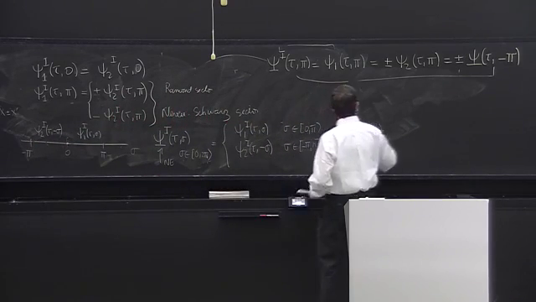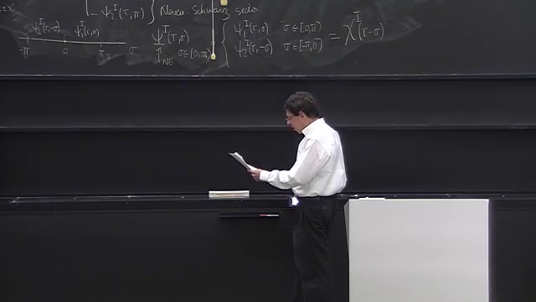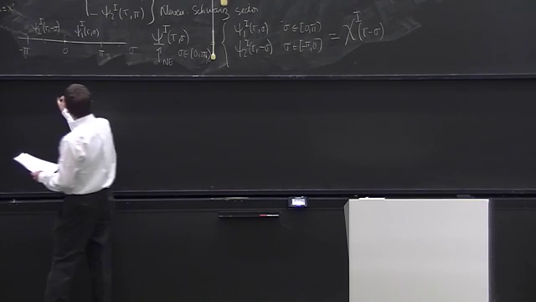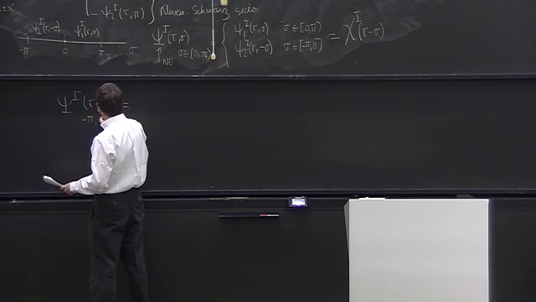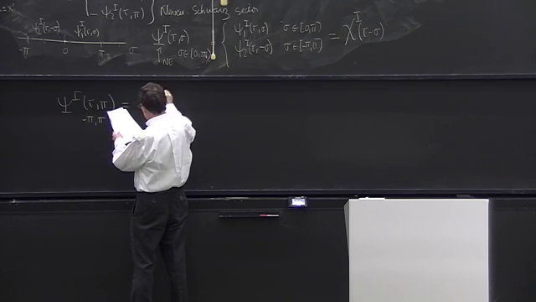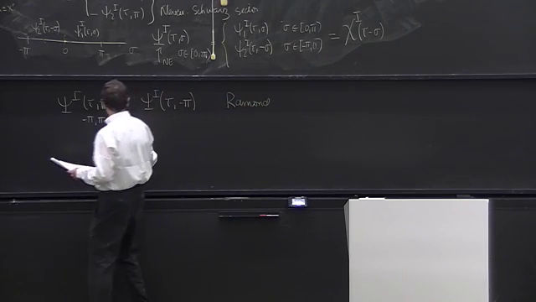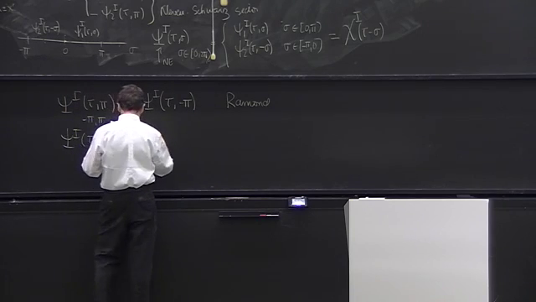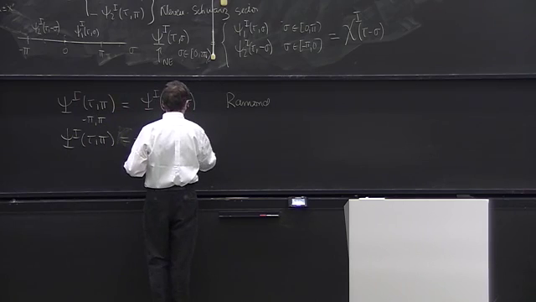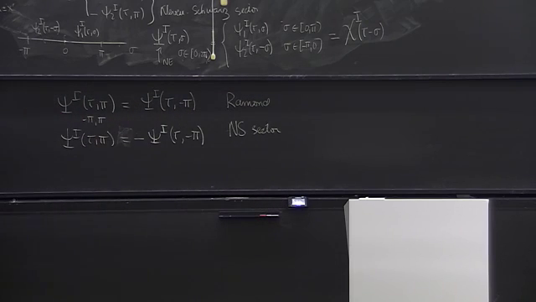So at the end of the day, and it's the last line I'm going to write, it's the end of the story and sets up well for tomorrow: psi I of tau pi, this field that lives from minus pi to pi, is equal to psi I of tau minus pi, which gives you the Ramond sector. And if psi I of tau pi is equal to minus psi I of tau minus pi, that is the Neveu-Schwarz sector. Please review this for tomorrow. Make sure you understand it because we're going to build on this.